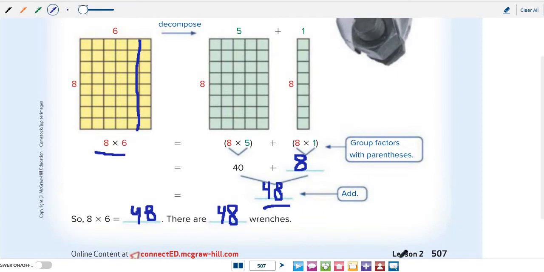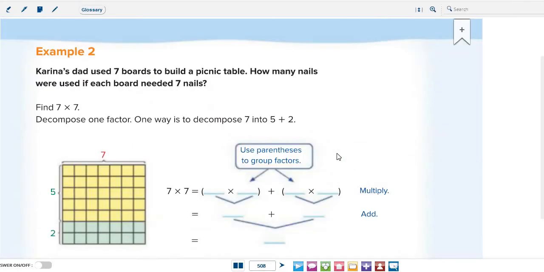Now please grade 3, be sure to fill these blanks with the correct answers, page number 507. Now let's solve example number 2. Karina's dad used 7 boards to build a picnic table. So interesting. 7 boards. How many nails were used if each board needed 7 nails?